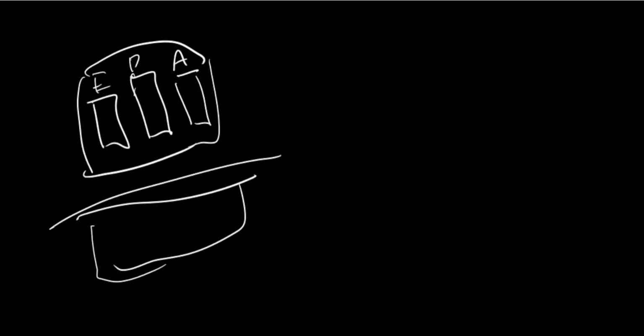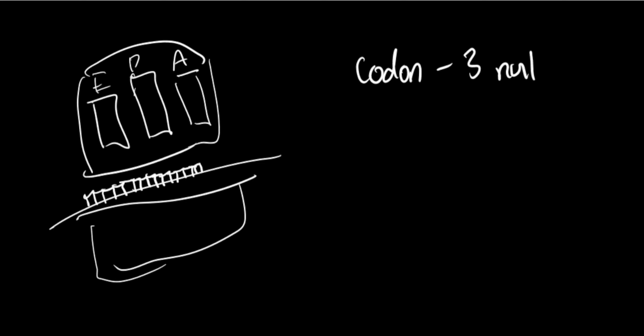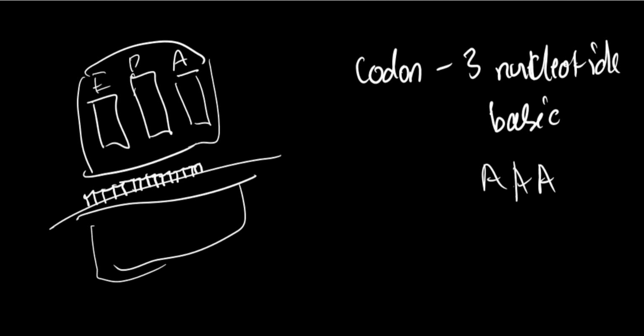Now what happens is that the ribosome scans through the mRNA. The mRNA is made of codons. A codon is simply a series of three nucleotide bases that code for a particular amino acid. An example would be AAA. This would be an example of a codon. It's a triplet, so three nucleotide bases form the codon.